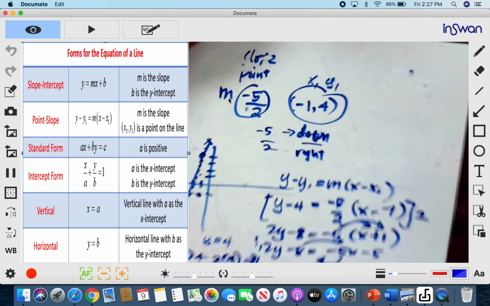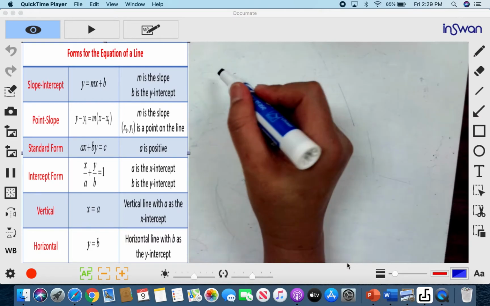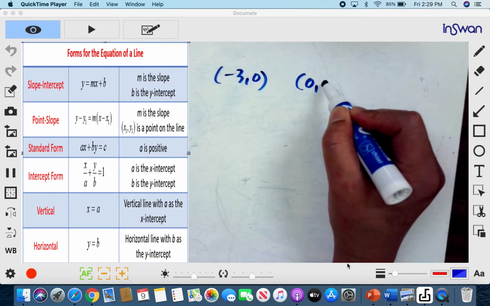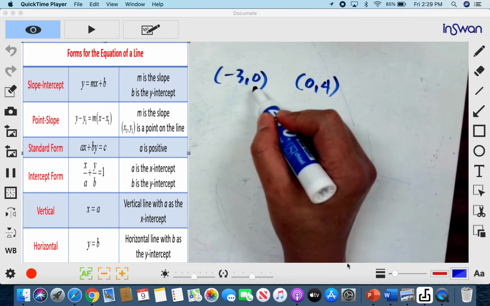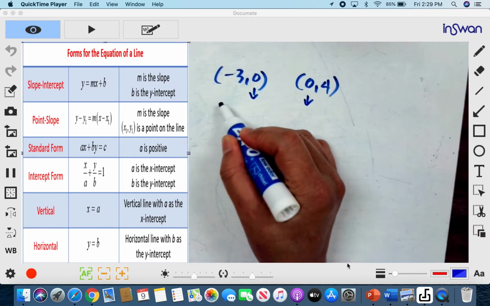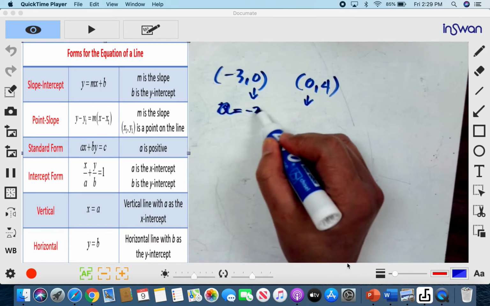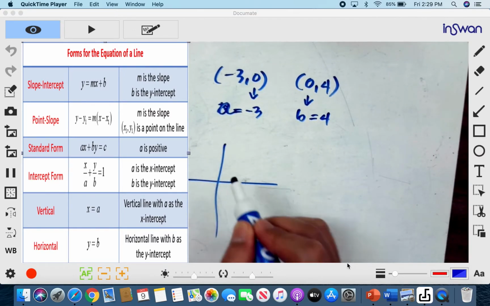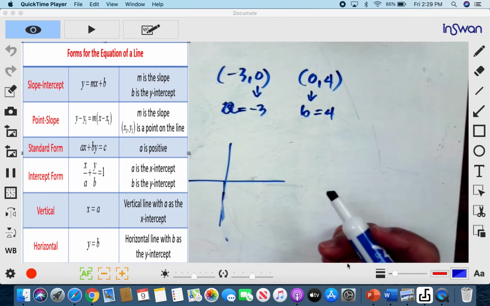Okay, now we will go to the next one. We call it the intercept form. So given the intercepts, supposing I have 2 points, negative 3, 0 and 0, 4 that pass through the graph of a line. As you can see, you have here a 0 and you have here a 0. It means that this is referring to an x-intercept, which is represented by the small letter a, and your y-intercept is 4. So if you're going to graph your line, it's always best to graph it so that you can check later if you're doing the right thing or not.